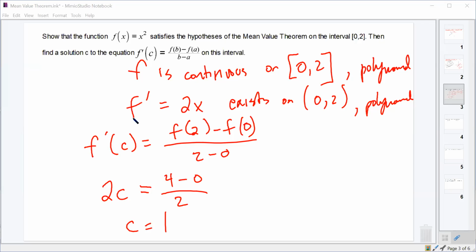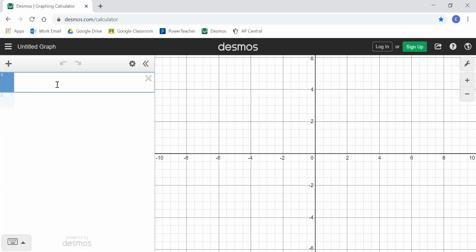Maybe. Desmos. What a nice even number. Wasn't it nice? I know.